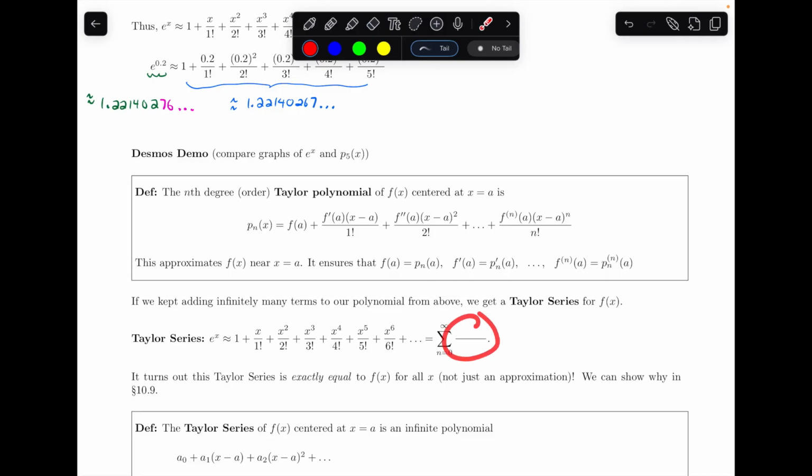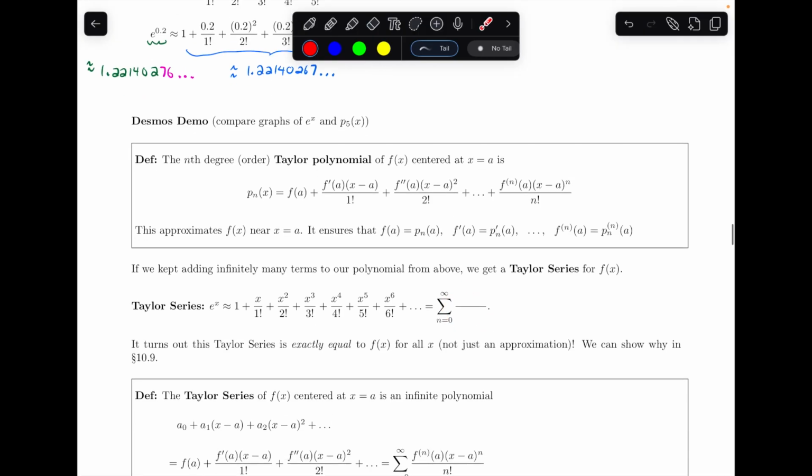And I can write this in sigma notation. In fact, I want to have you practice this. So give the video a pause for maybe 30 seconds and see if you can figure out what the formula is that goes here. In 3, 2, 1, pause it and try that.